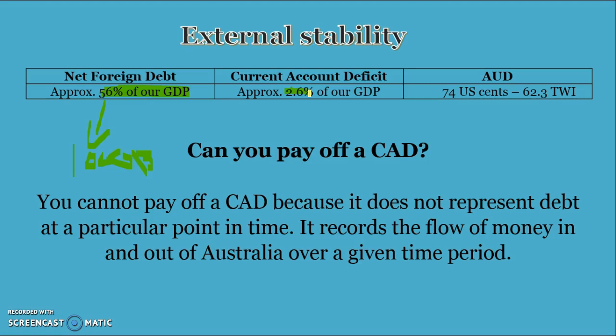It's important to recognise that the current account deficit is not something you pay off. You can't pay off a CAD because it's not talking about a level of debt. It's recording the difference between money flowing in and out of an economy in a given year or in a given 3 months. And I'm going to show you how that works now.